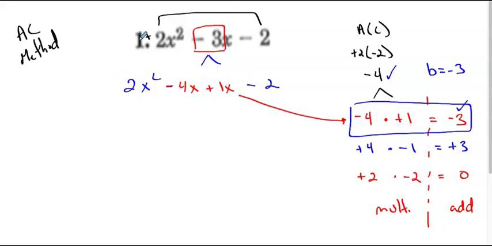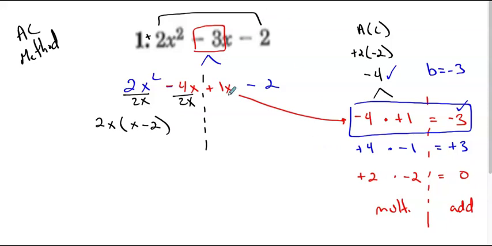Now that I have my trinomial in 4 terms, I'm going to break this up and factor by grouping. I'm going to factor out a 2 from 2 and 4, and an x from x squared and x. So factor out a 2x here, factor out a 2x here, and I'm left with x minus 2.